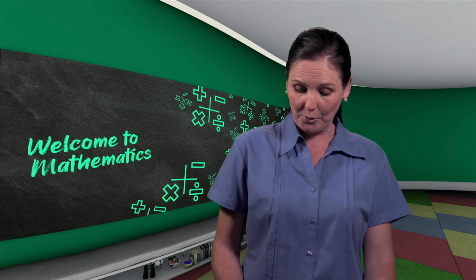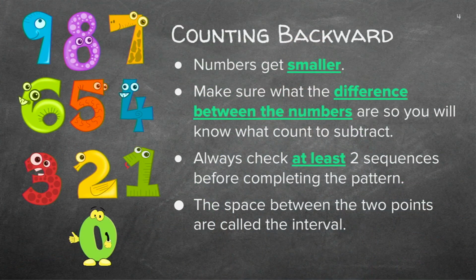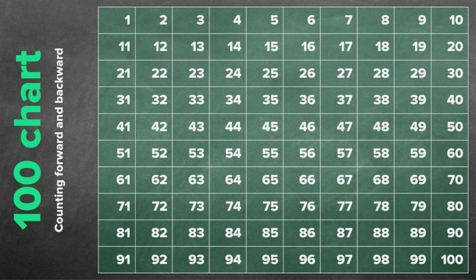Now, counting backward. When I am counting backward, the numbers will get smaller and smaller. Again, check at least 2 or 3 of the sequences to make sure that the interval is staying constant. That means, is it -3, -3, -3, or is it -2, -3, -4, -5, to see what the interval will be. Now, when you look at the 100 chart, we use the 100 chart for smaller numbers. When we get bigger and bigger numbers, we're going to start using the 200 chart and the 500 chart. Now, let's start.